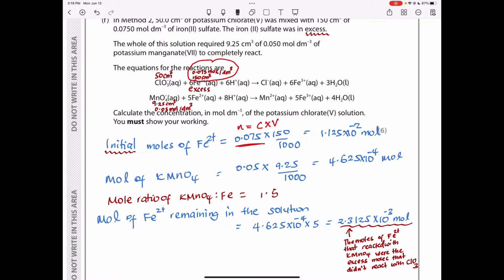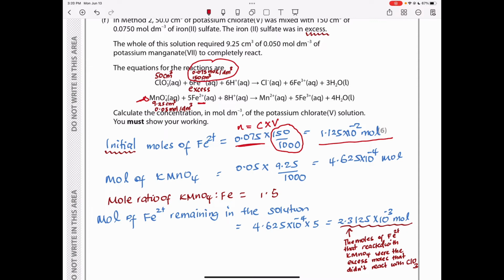So we divide 150 by 1,000 to be able to convert volume into decimeters cubed. And this comes out as the number of moles. So this is the initial number of moles of iron 2 plus. However, we need to also find the number of moles of manganate. Remember, the number of moles of manganate are going to give us the number of moles of iron 2 that was left at the end of the reaction.